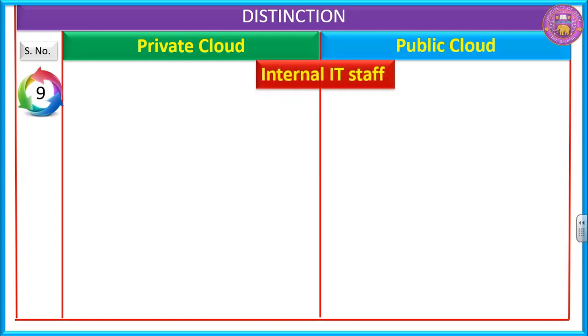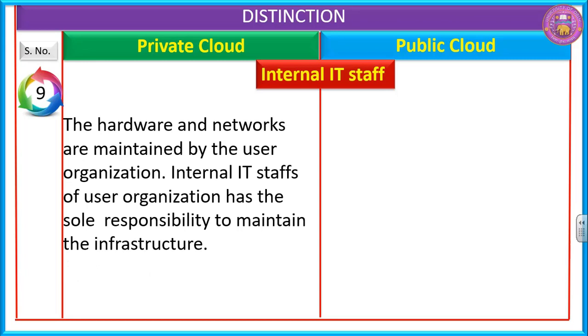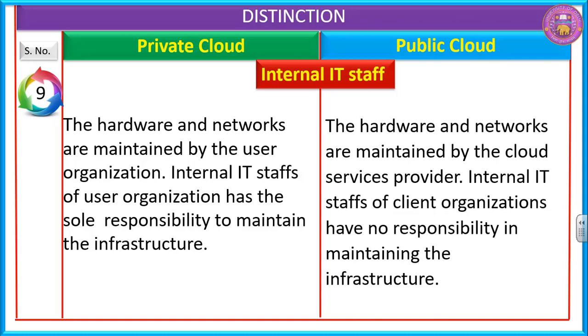Ninth, internal IT staff. In the private cloud, the hardware and networks are maintained by the user organization. Internal IT staff of the user organization has the sole responsibility to maintain the infrastructure. But in the case of public cloud, the hardware and networks are maintained by the cloud service provider. Internal IT staff of the client organization have no responsibility in maintaining the infrastructure.